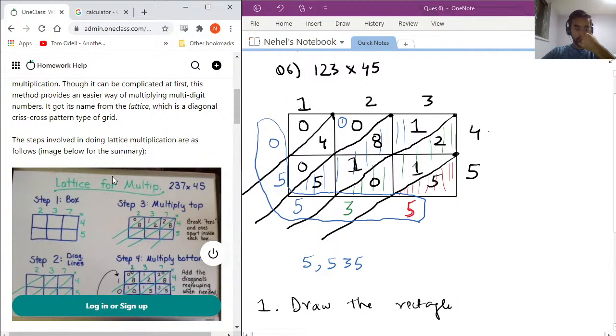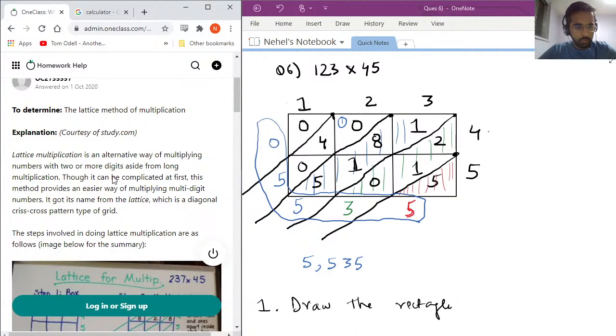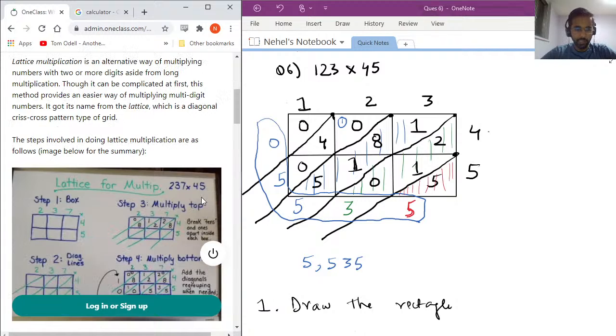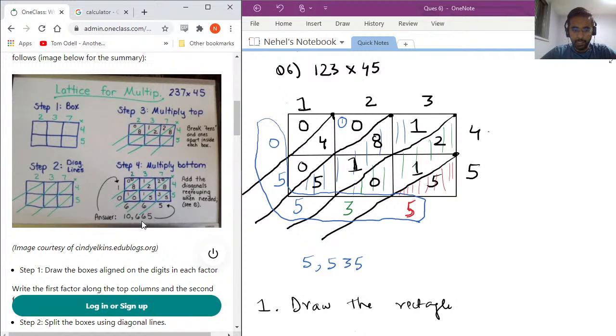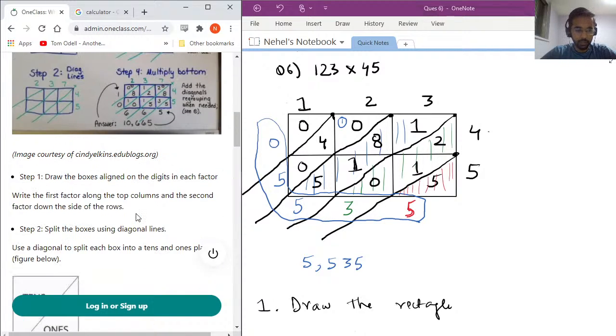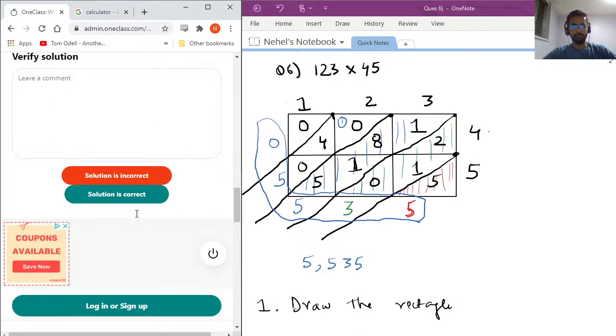Alright, let's see what the solution says. So the solution says multiplying two or more digits from a long multiplication. So it's diagonal crisscross pattern type grid. That's perfect. So step 1 is you make the boxes, you draw diagonals, you multiply top, multiply bottom, and then you add the diagonals, and then this is your final answer. That's correct.